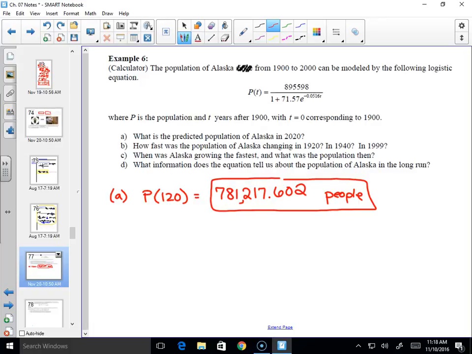Okay, so letter B. How fast was the population of Alaska changing in 1920, 1940, and 1999? Is that increasing? Because is L the initial? No, L is the limit. So we have L, if we're just going to label stuff, which isn't a bad idea. We have L, we have I, we have C, and this is equal to L times K. How fast is the population changing? Derivative.